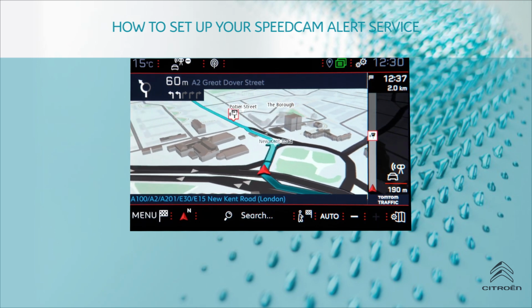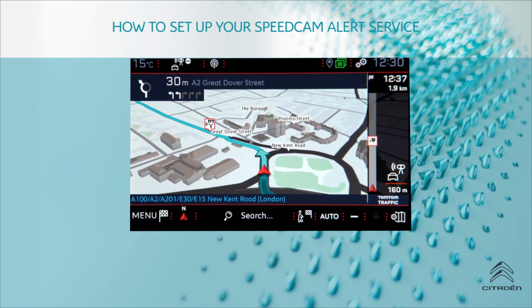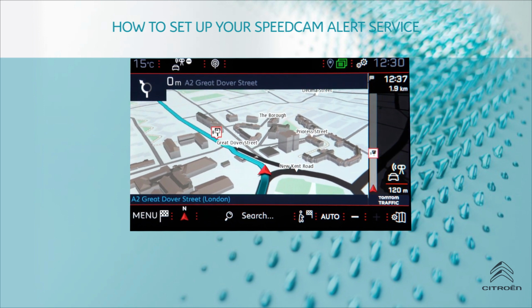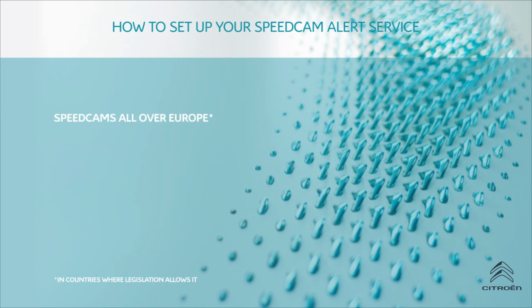The Speedcam alert service helps you drive safely and anticipate road hazards by alerting you to risk areas in real time. This service informs you of speed cams all over Europe, accident hotspots, through audible and visual warnings.